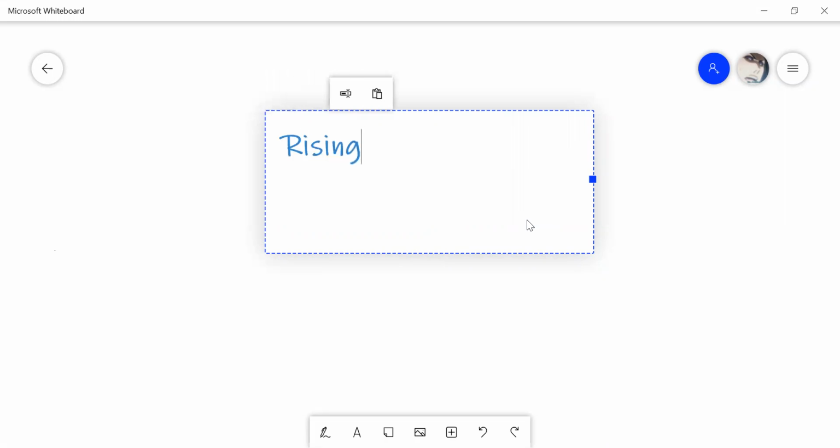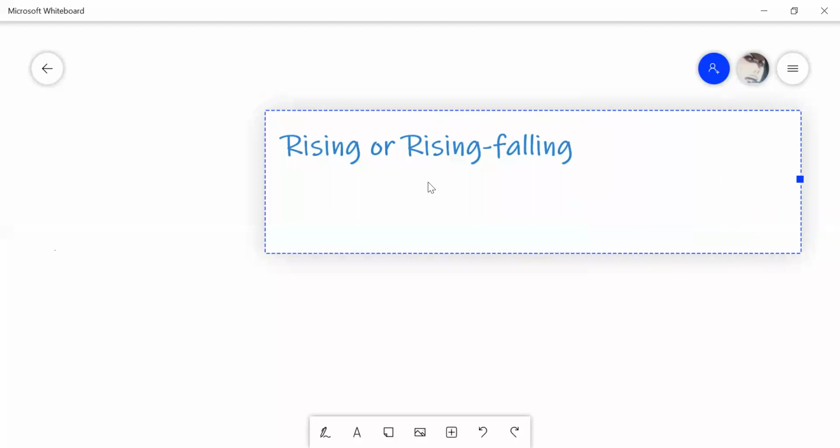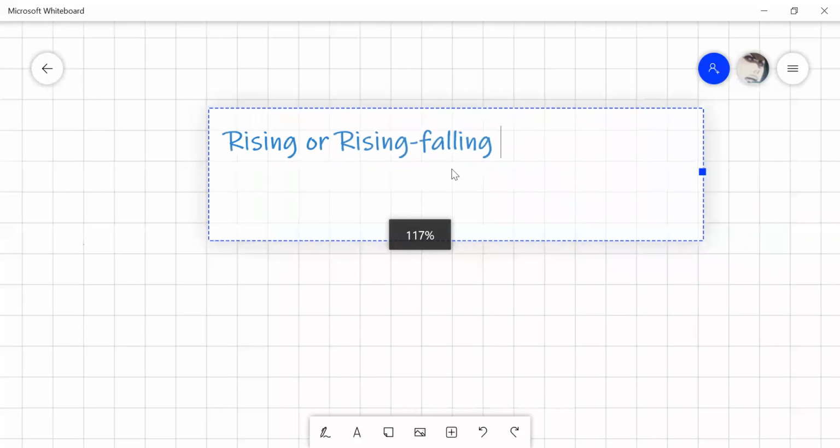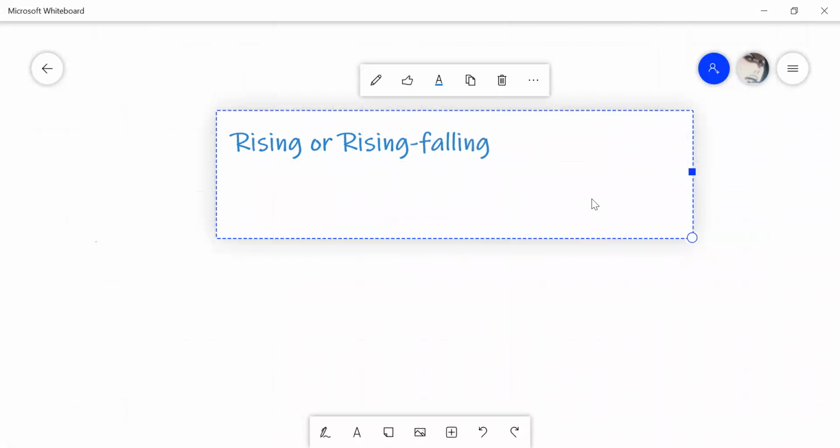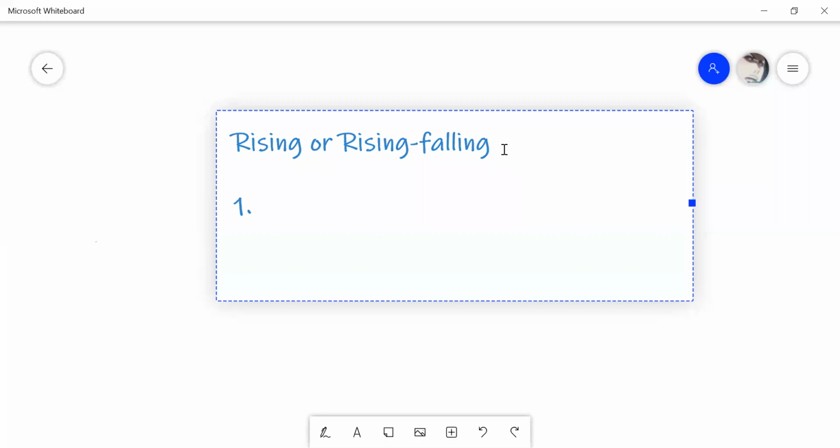We're going to do it like this: rising or rising-falling. Sorry, I didn't put the hyphen there. Give me a second. Let me make this a little bit bigger. So here we go with number 1. I'm going to give you 2 minutes to think about the 5 of them, 2 minutes when I finish writing, of course. And then I'm going to give the opportunity to whoever raises a hand.